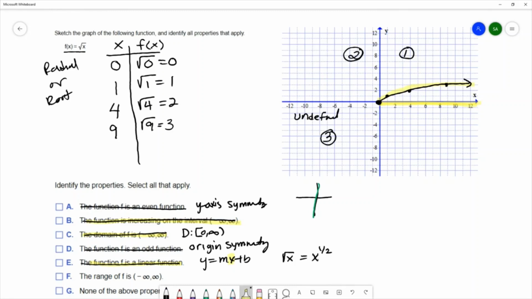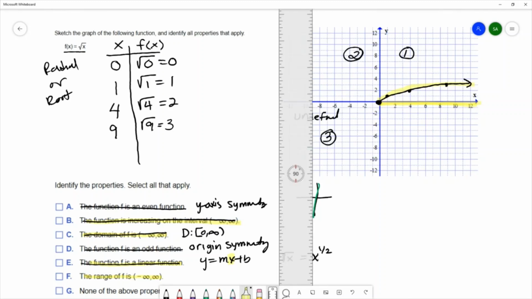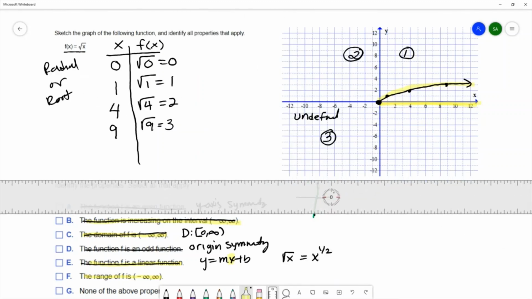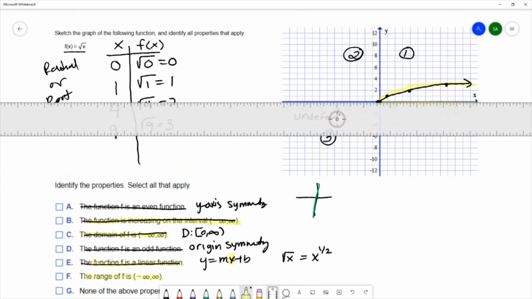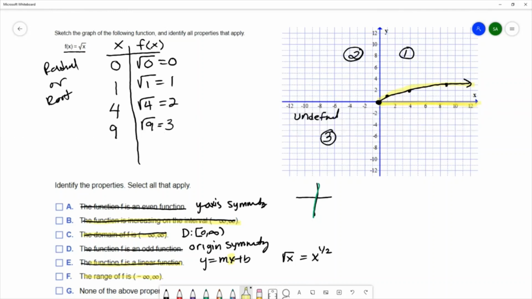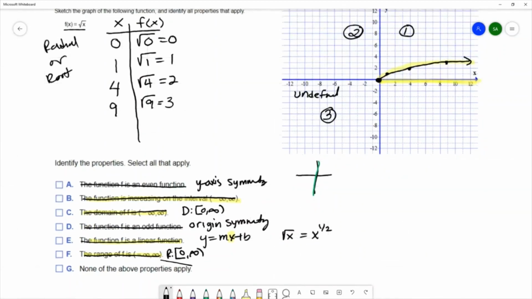The next property says the range is from -infinity to infinity. If I take a look at my ruler and hold it horizontally and go from bottom to top, you can see that I have no y values along this bottom section, and the range doesn't start until you get to 0. So our range for this one would go from 0 to infinity, and we would not select this property. Since we've not selected any of the above properties, we would select this last one, that none of the properties apply.